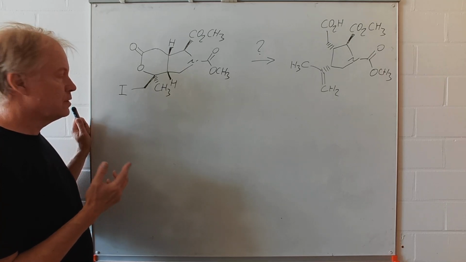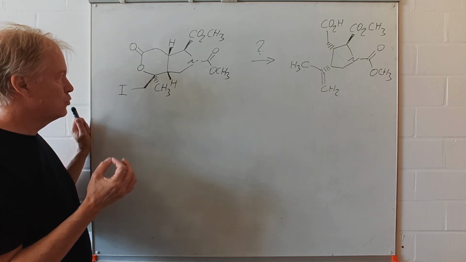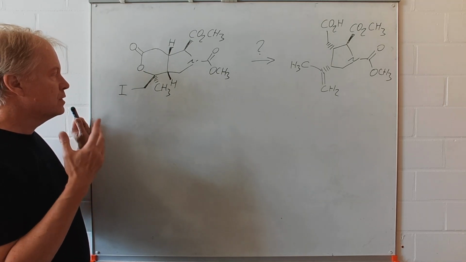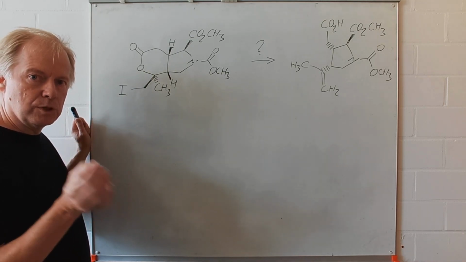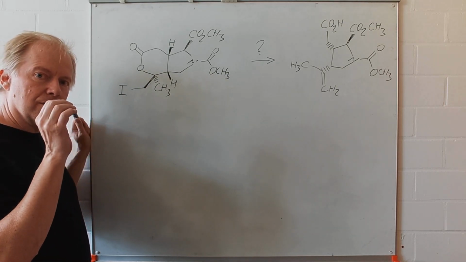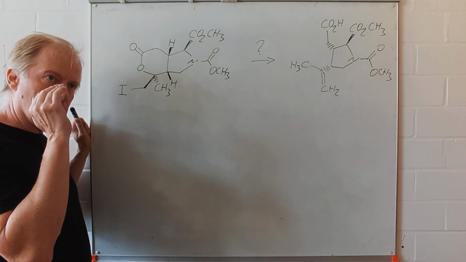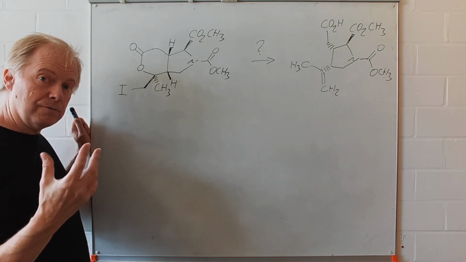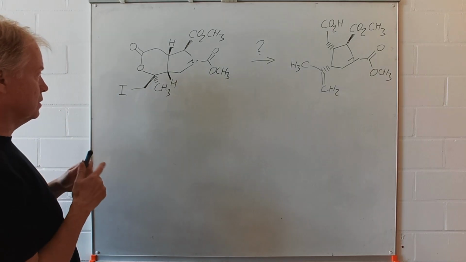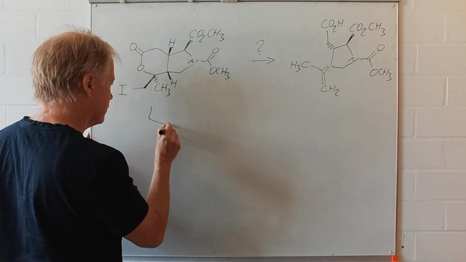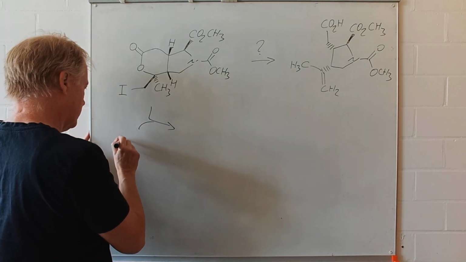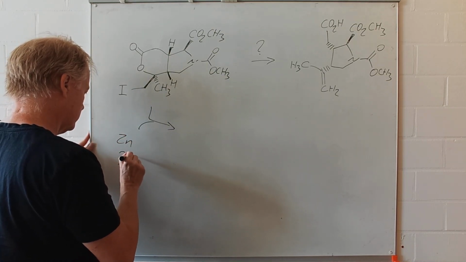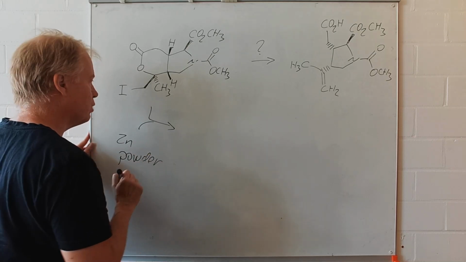Therefore, it is better to choose zinc as the reducing metal, because organozinc molecules have a high functional group tolerance. So, let's try zinc, usually as powder.